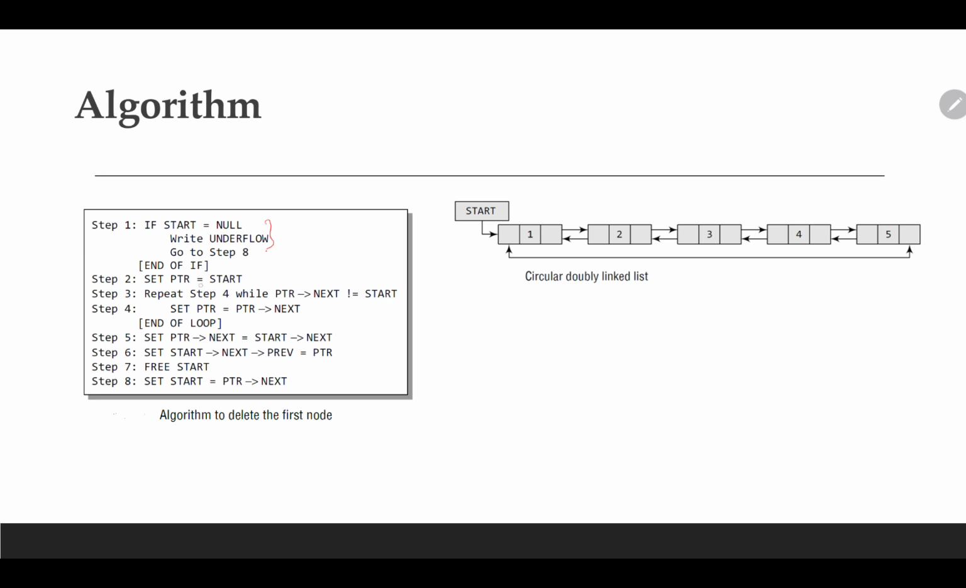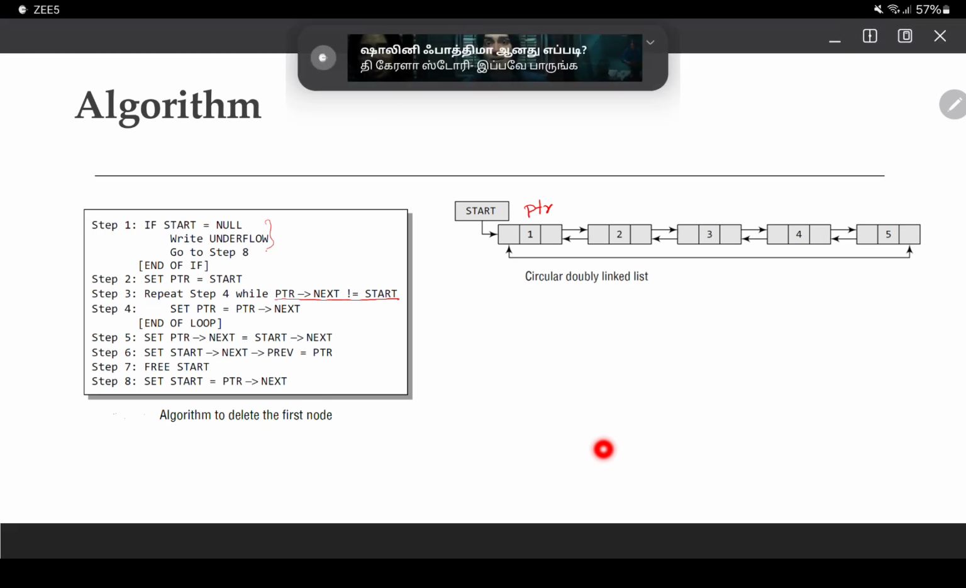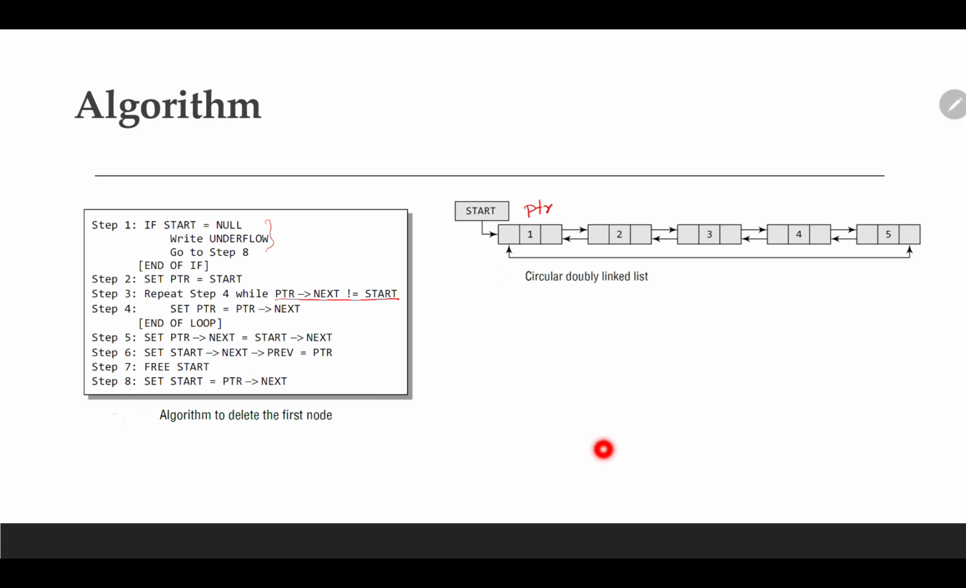Here we have assigned ptr is equal to start. So this is the start node, and this is the ptr. Then next we have to check the condition ptr->next is not equal to start. If this condition is true, it will execute the statement ptr is equal to ptr->next.